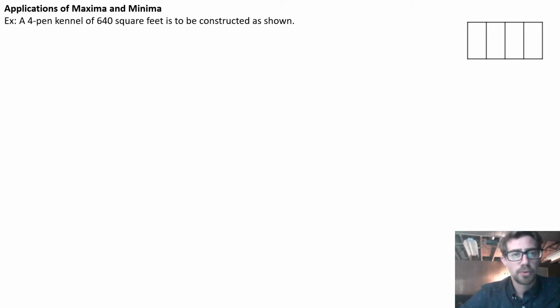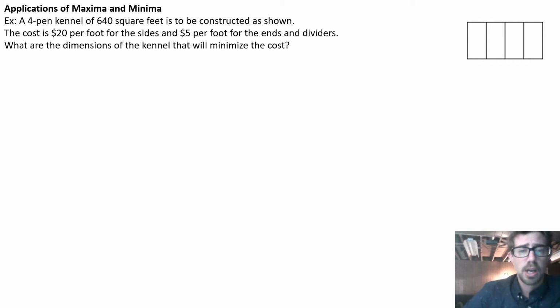So for example, a 4-pen kennel of 640 square feet is to be constructed as shown. So we're going to build a rectangular pen with 4 kennels in it, and we're just using the picture to assume that all the kennels are the same size, because why wouldn't they be? So the total area of things has to be 640 square feet. Again, that's called a constraint. We need those things. And there's different costs associated with the different materials.